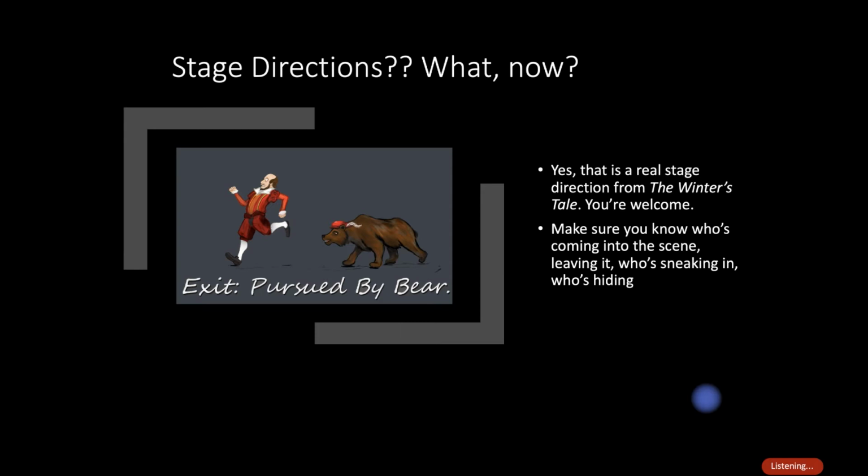Now, stage directions. Yes, there actually was one: exit pursued by bear. That was probably the coolest stage direction I've ever seen. But this helps you identify who's coming into a scene, who's leaving it, who's sneaking, who's hiding, who's getting chased by a bear. It gives you that information.